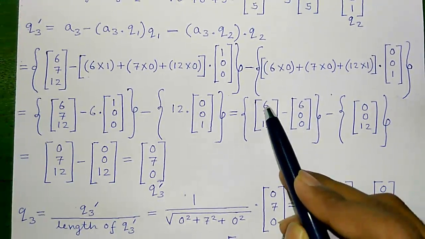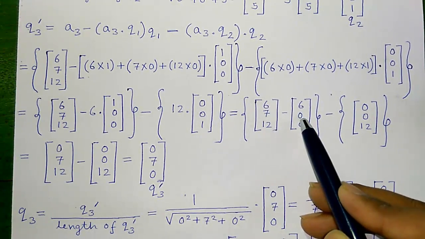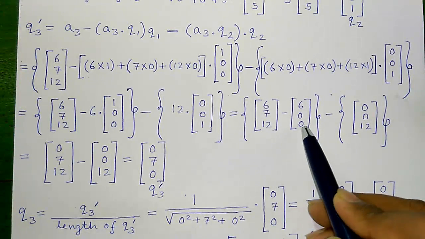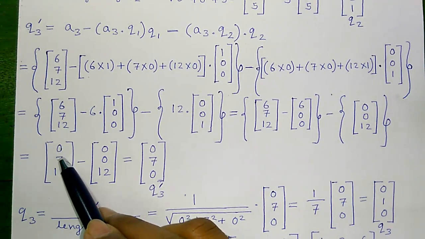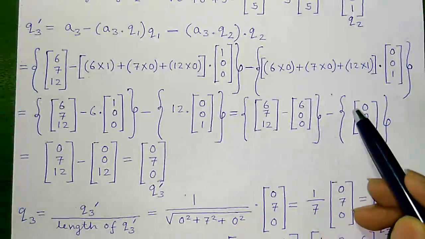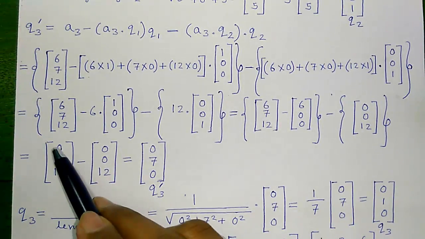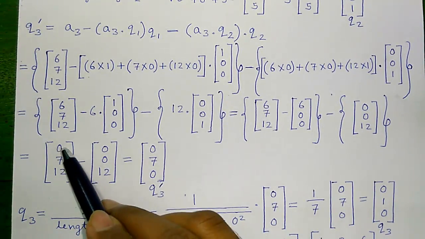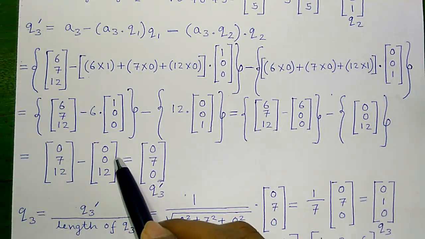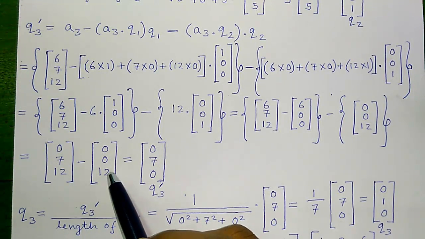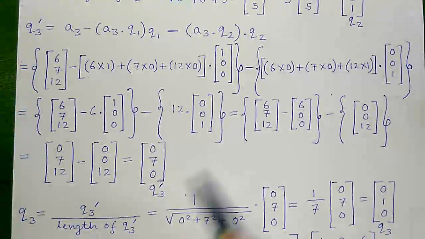So this becomes 6 minus 6 is 0, 7 minus 0 is 7 and 12 minus 0 is 12, that is 0, 7 and 12 minus this. So this minus this becomes 0 minus 0 is 0, 7 minus 0 is 7 and 12 minus 12 is 0 is our Q3 prime.